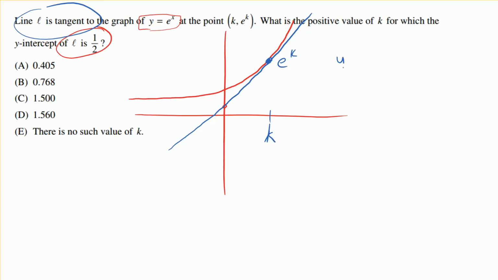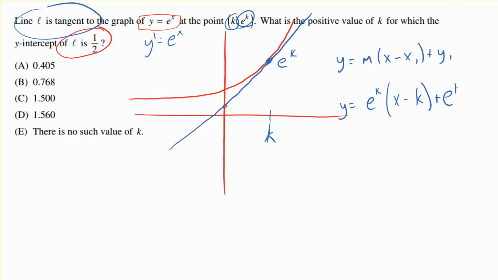So I would always start with y equals m x minus x plus y, and then start filling in the things I know. What's my slope? Y prime equals e to the x, so my slope at k would also be e to the k. So we can start putting all that in. Y equals slope times x minus my point. So now I need another point on this.